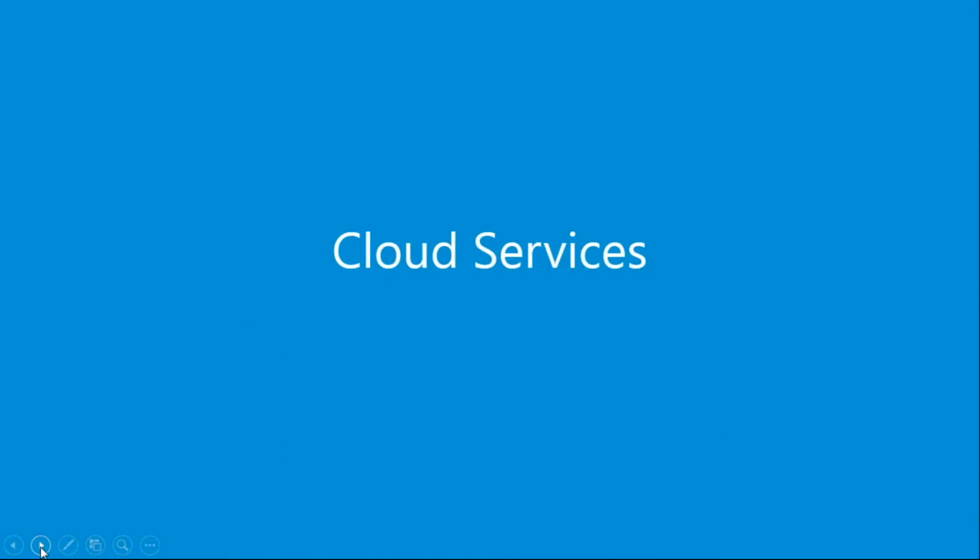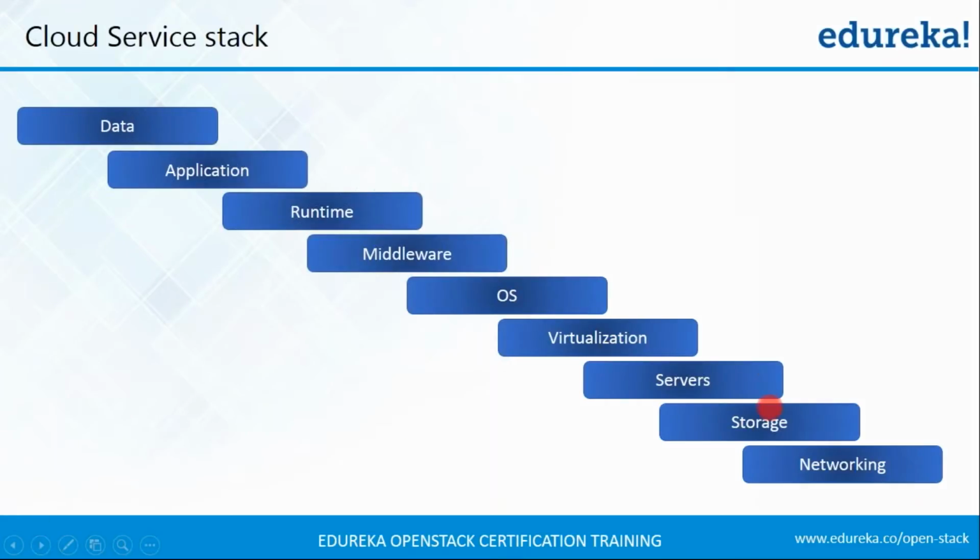So now let us move forward and take a look at the different cloud services. This is the cloud service stack that you see. On top of this, there is the data, application, runtime, middleware, operating system, virtualization, server, storage, networking. The bottom three layers can be termed as your hardware: your servers, your storage, your networking. For networking, you might be using devices like routers or switches. For storage, you might be using disks and bare metal servers.